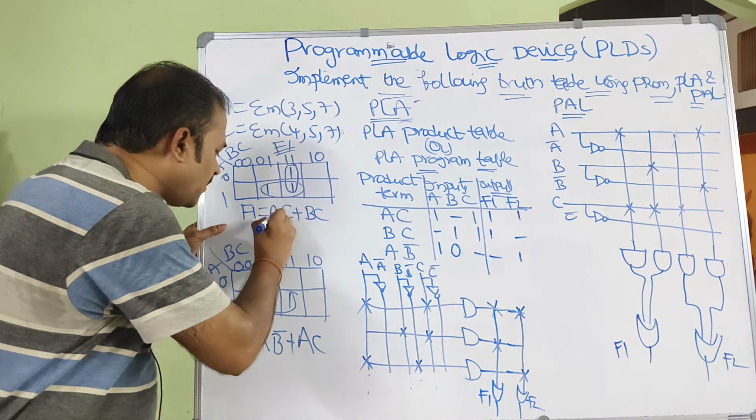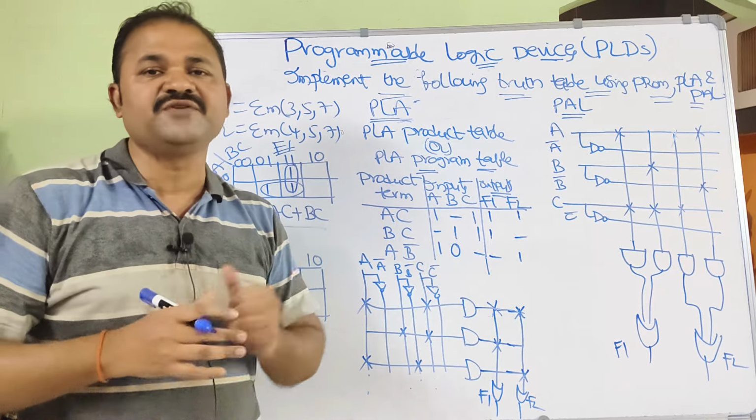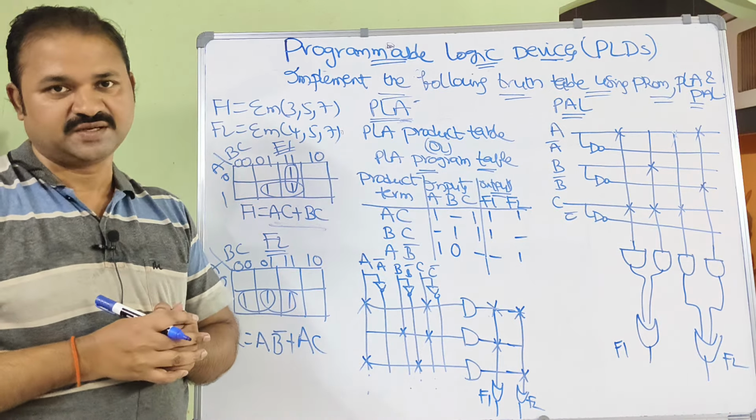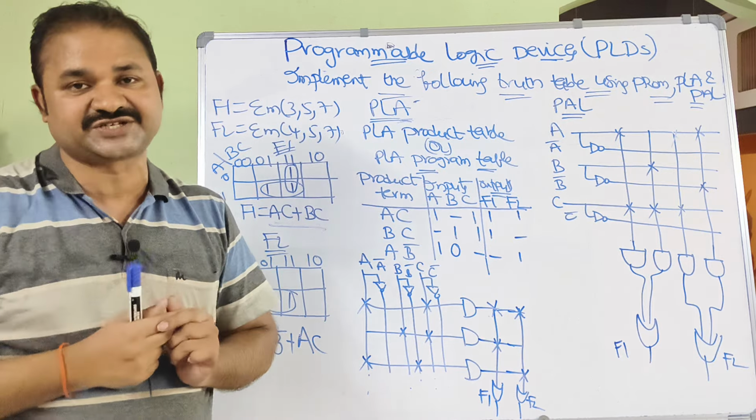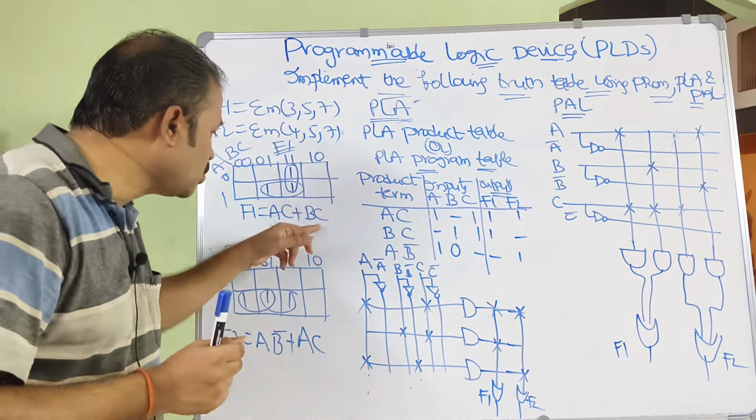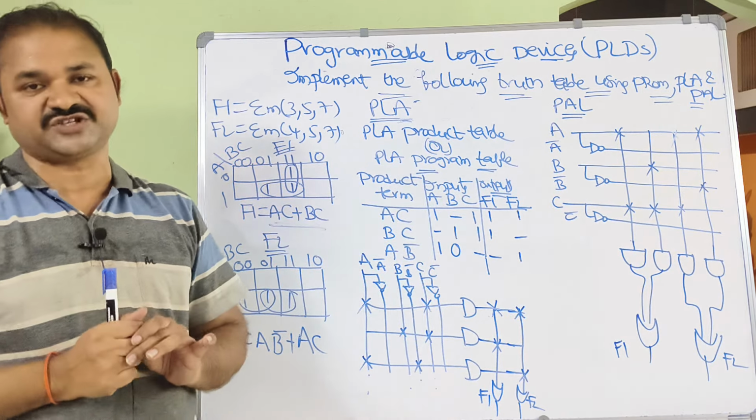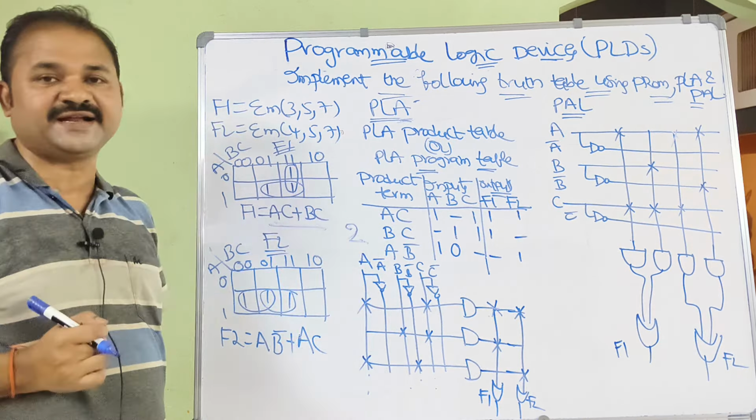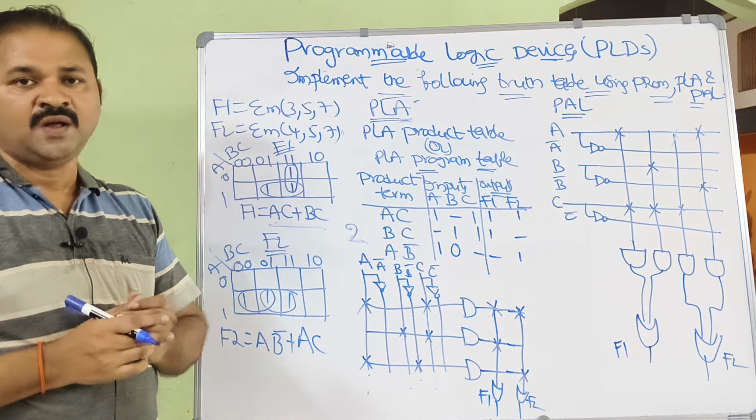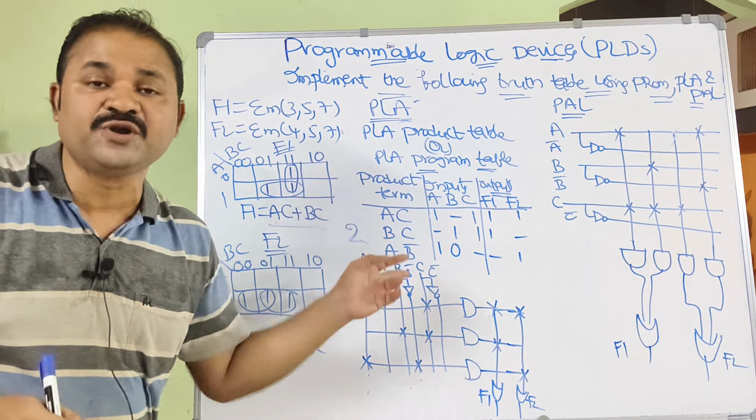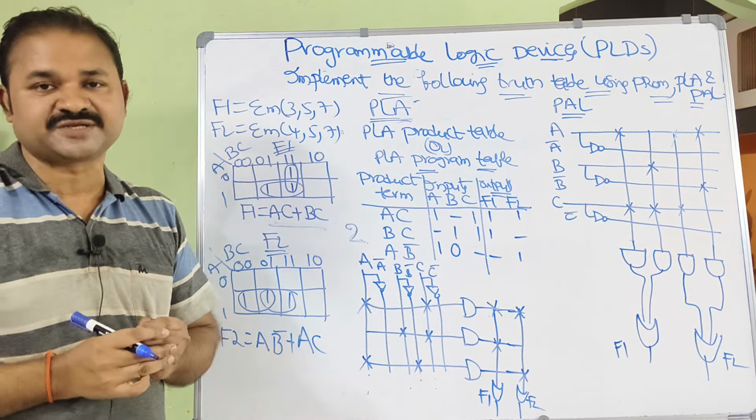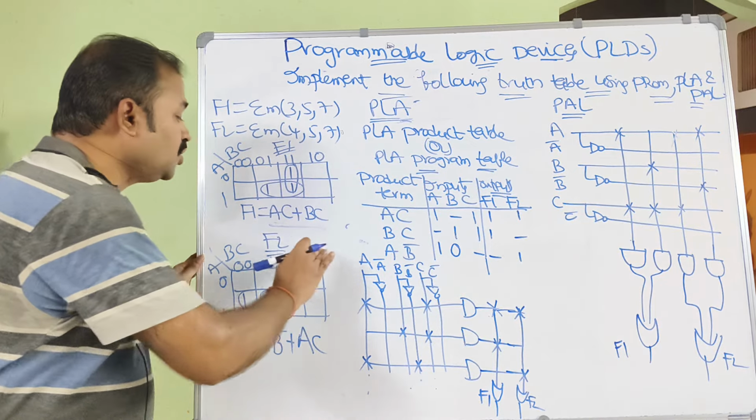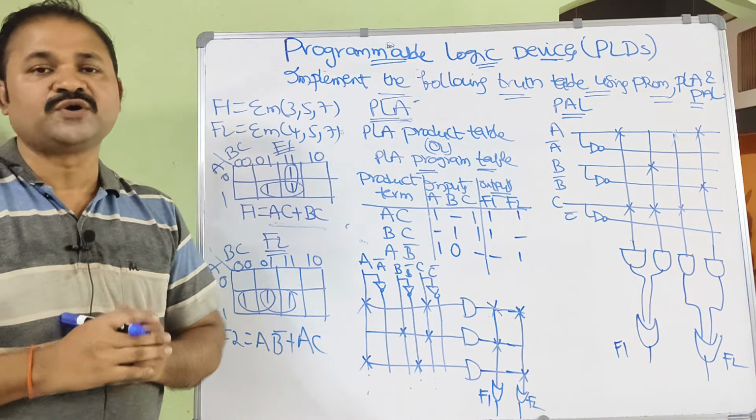Here we have to observe the maximum number of minterms in the Boolean functions. If we observe F1, we have only 2 minterms. If we observe F2 also, we have 2 minterms. So that's why we take 2 AND gates for each Boolean function. Assume F1 has 4 minterms. Then we have to take 4 plus 4, that is 8 AND gates. But here we have only 2 minterms in F1 as well as F2. So totally we have to take 4 AND gates.